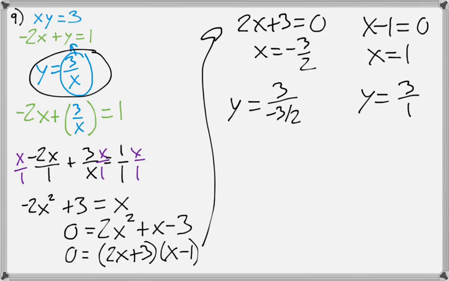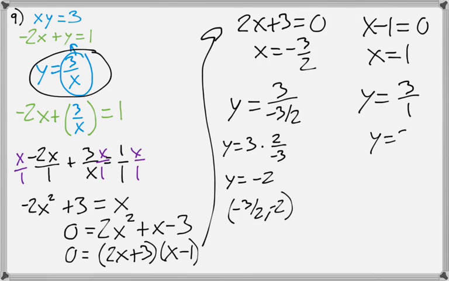So with the first one, when you're dividing by a fraction, it's like you're multiplying by the reciprocal. So this is actually 3 times 2 over negative 3. So those 3's cancel out and you're just left with a negative 2. So your answer will be negative 3/2, negative 2. Up here, 3 over 1 is 3. So that answer will be 1, 3.